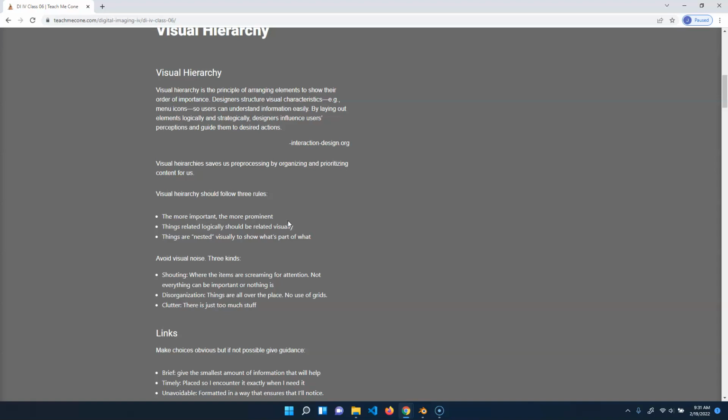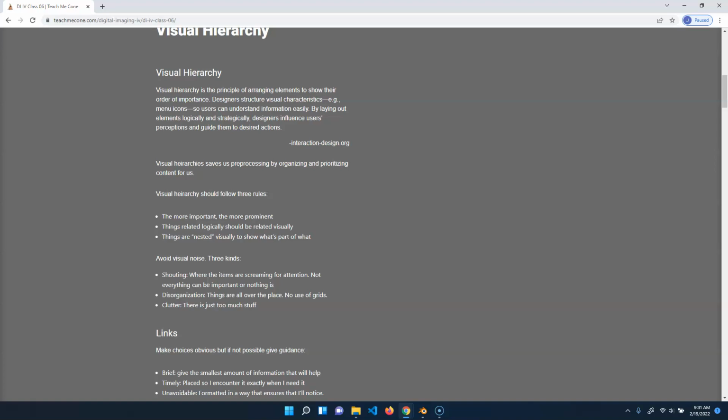You want to avoid visual noise. There are basically three kinds: shouting, where all the items are screaming for attention. So obviously, not everything can be important. This is one of the common things you'll see with products. Red sticks out the most, but if everybody uses red, then your product doesn't stick out. Everybody's trying to get attention, so you have to make some things have less attention. Only make the most important thing prominent.